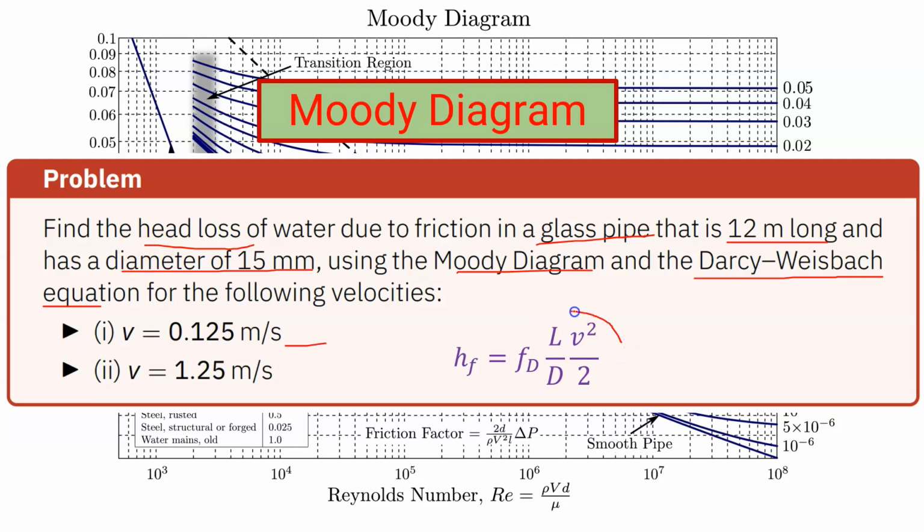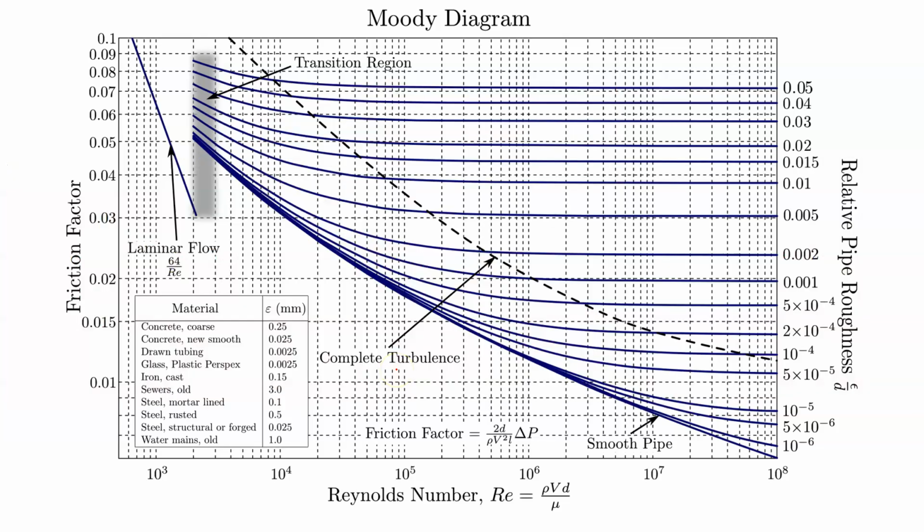Now here the Darcy-Weisbach equation is given, that hf is equal to f L by D times V square by 2g. That is given. Now first I have to know what the Moody diagram is. This is the Moody diagram. Here the x-axis represents the Reynolds number, that is Re is equal to rho V D by mu, and the right hand side represents the relative pipe roughness, epsilon by D, and the left hand side is the friction factor.